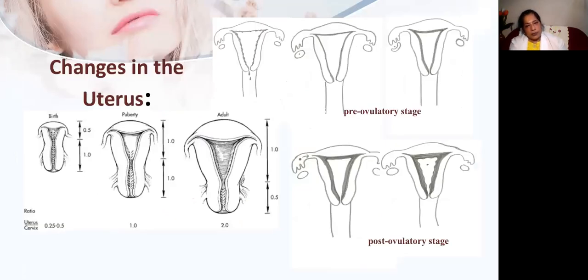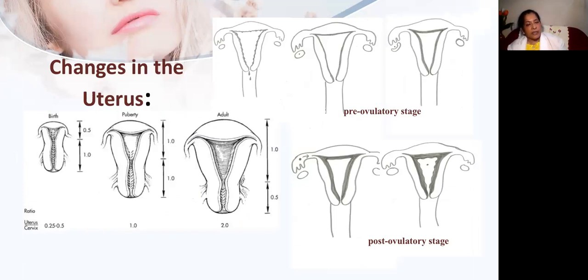Now the changes in the uterus. As you can clearly see, in the pre-ovulatory phase, the endometrium grows. In the post-ovulatory phase, it further thickens, and then gradually menstruation occurs.